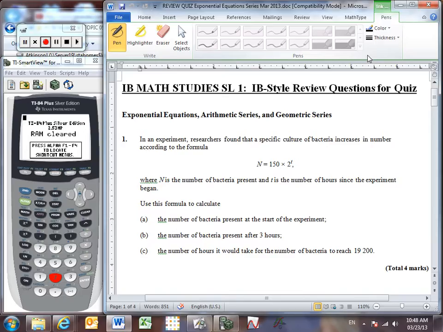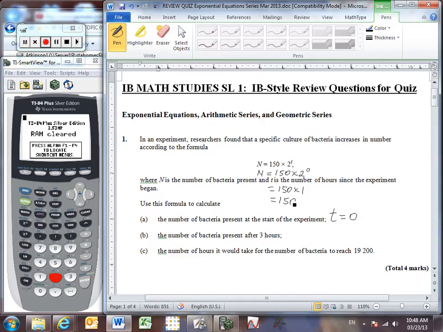and t is the number of hours. Alright, part A, the number of bacteria present at the start of the experiment, that means that no time has passed. So because t is equal to 0, we can substitute into the formula that n is equal to 150 times 2 to the power of 0. Now 2 to the power of 0 equals 1. So now we've got 150 times 1. Remember, any number to the power of 0 is 1. And so we've got then 150 at the start of the experiment.